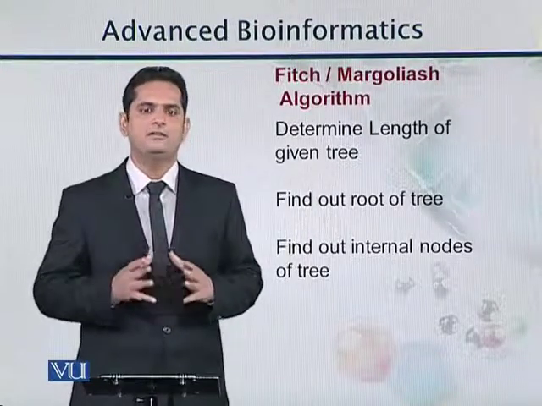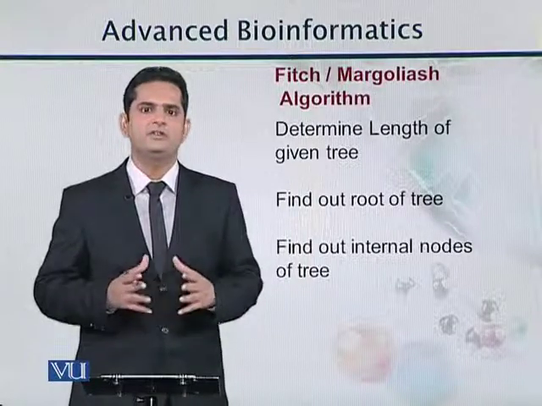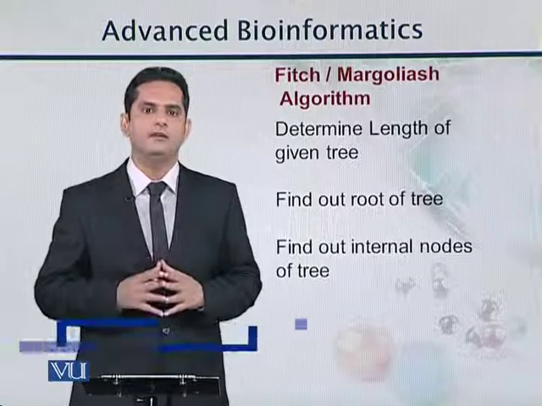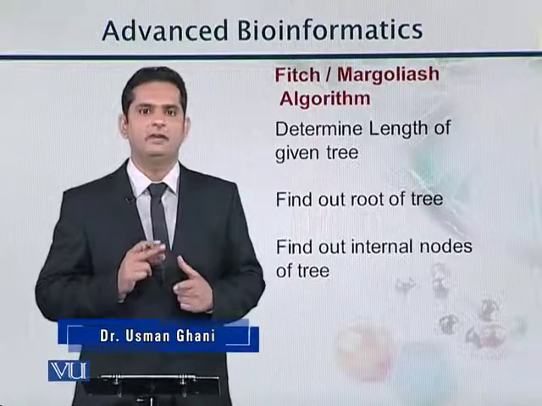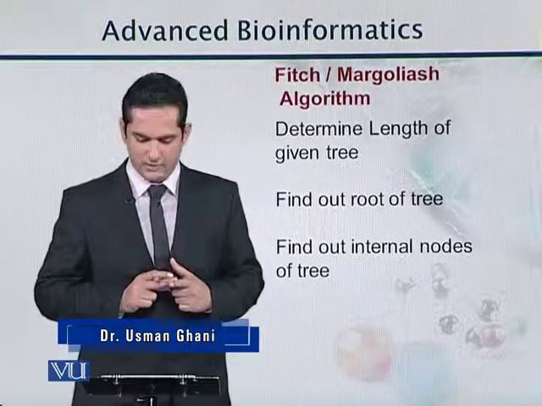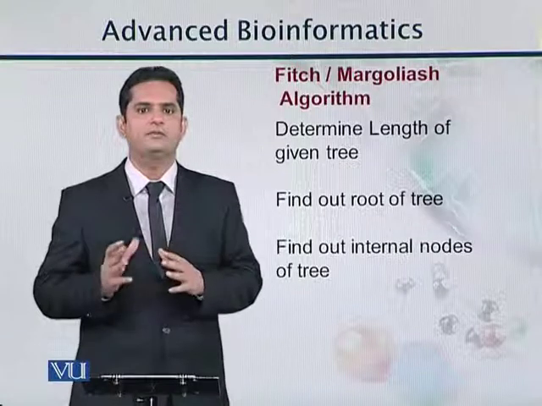One common mechanism or method for this conversion is the Fitch and Margoliash algorithm, which is useful for finding the length of individual elements in the tree, then finding the length of the complete tree, then finding the root of the tree, and finally finding the internal nodes of the tree.